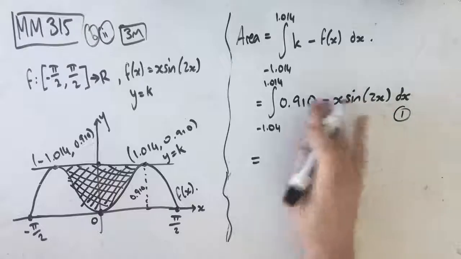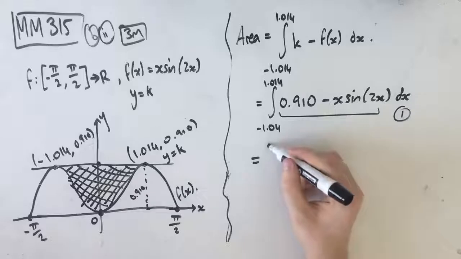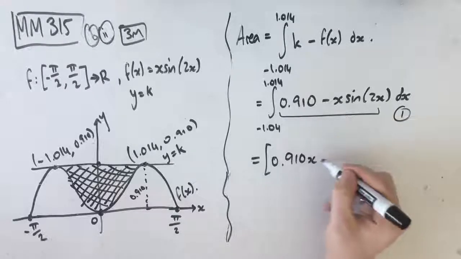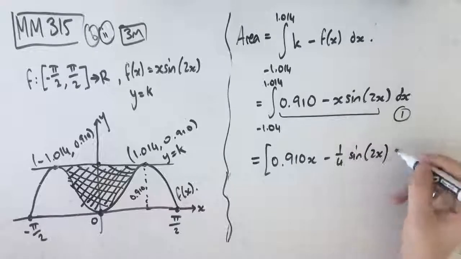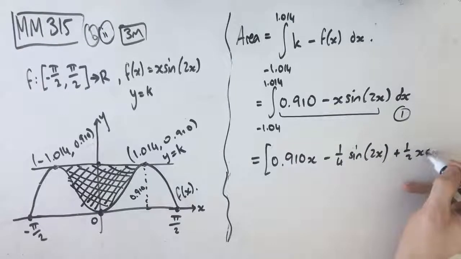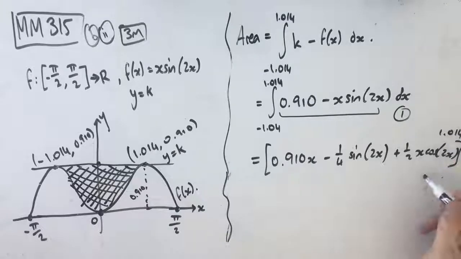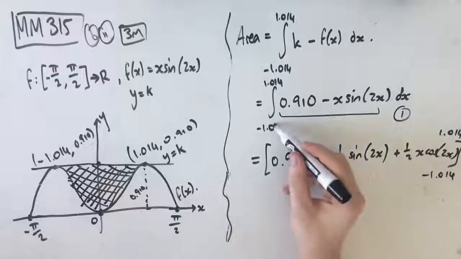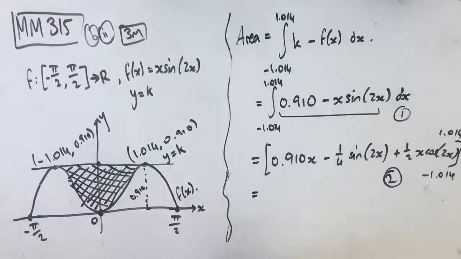And we can, like I said, plug this into our calculator, as in just this bit to get the integral. And what we end up with is 0.910x minus 1/4 sine of 2x plus 1/2 x cos 2x. From, hopefully you can see that, from 1.014 to negative 1.014. That should be a 1.014. Awesome. That's our second mark.